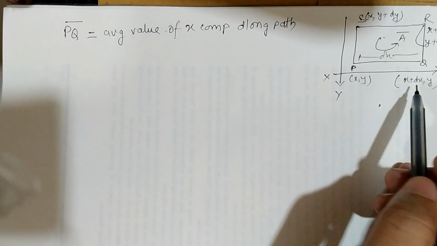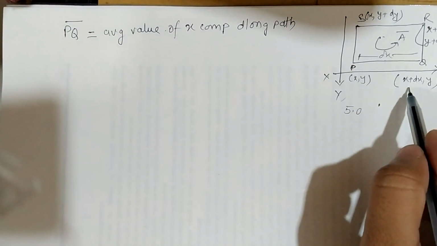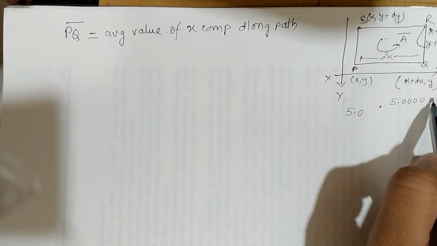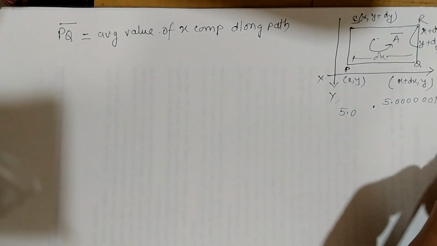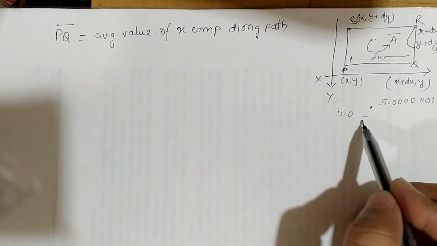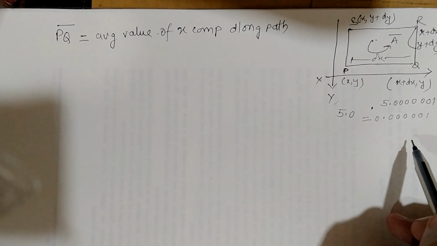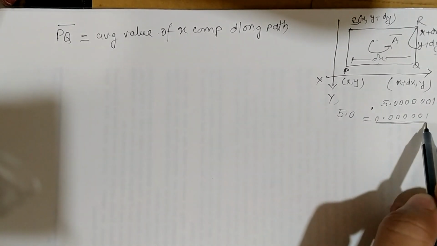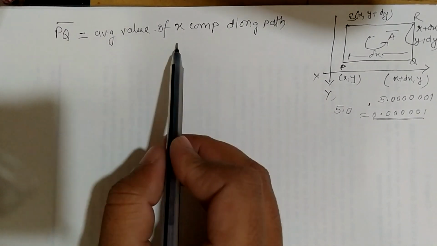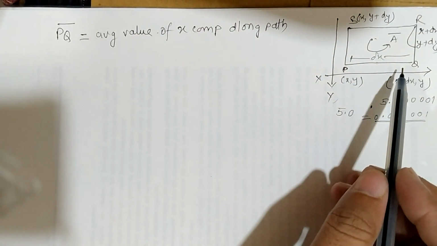See why we are saying this, because consider this x as 5.0 and this Q will be located at 5.00000001. So this is so much small. Now if we subtract this, what we finally get is 0.000001. Now this value is very small, and that's why we are calculating the PQ bar as the average value of the x component along the path.